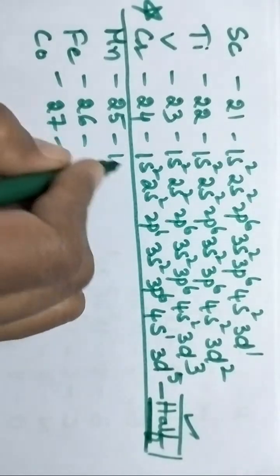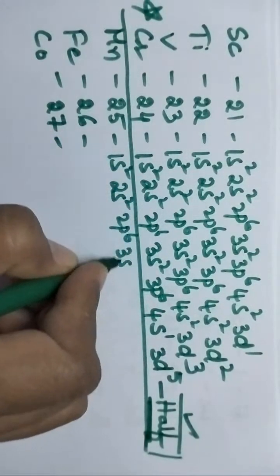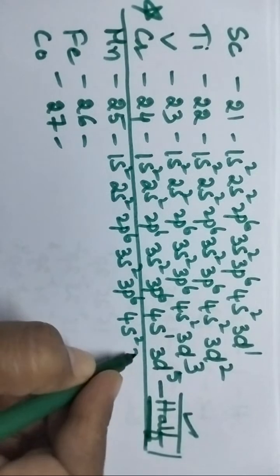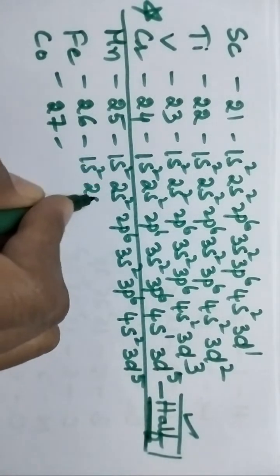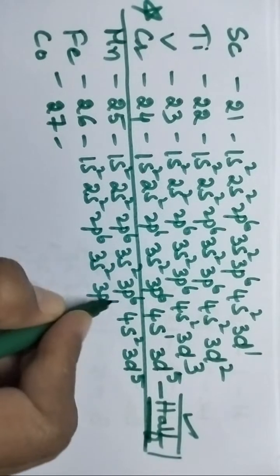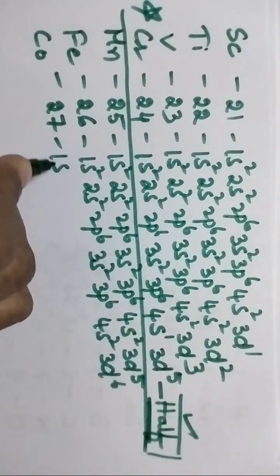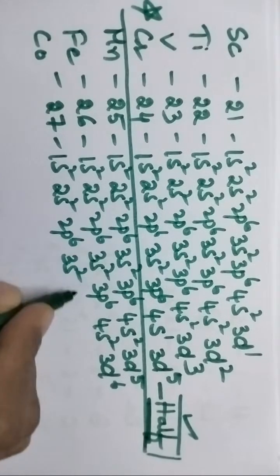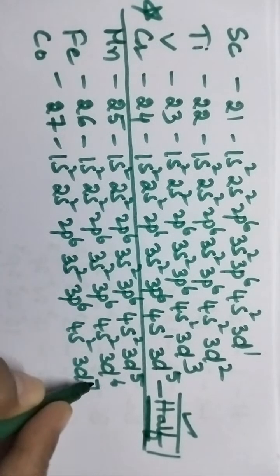And coming to the manganese, 1s2, 2s2, 2p6, 3s2, 3p6. Here it is 4s2, 3d5. Iron 1s2, 2s2, 2p6, 3s2, 3p6, 4s2, 3d6. Cobalt 1s2, 2s2, 2p6, 3s2, 3p6, 4s2, 3d7.